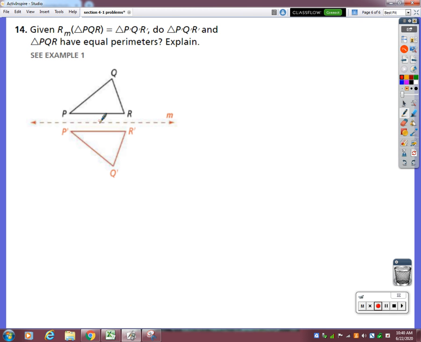Same thing here. If this is reflected over this line, since that's a rigid transformation, the perimeters are going to be the same. Okay? Well, that was super easy. That was just a little introduction to congruence, I guess.